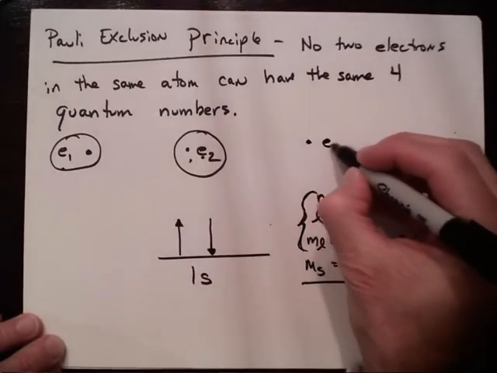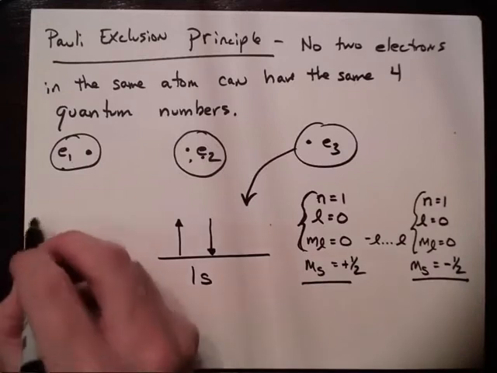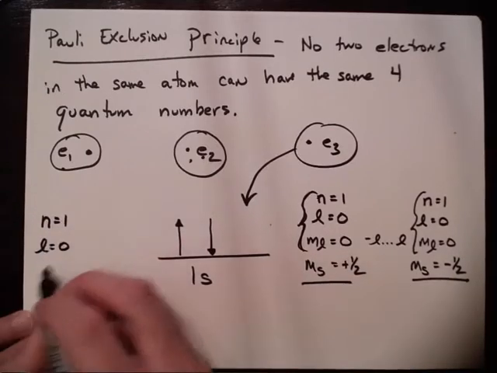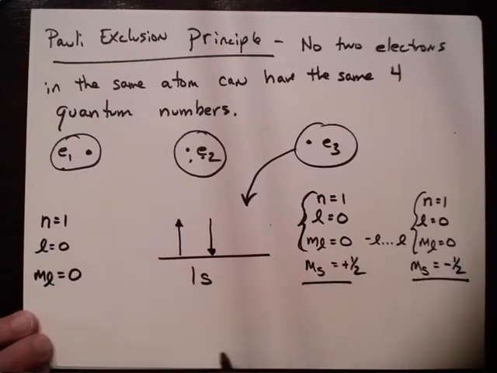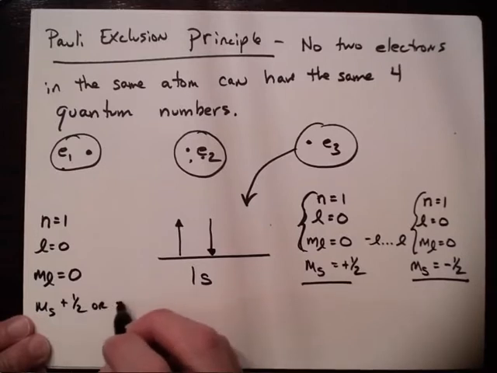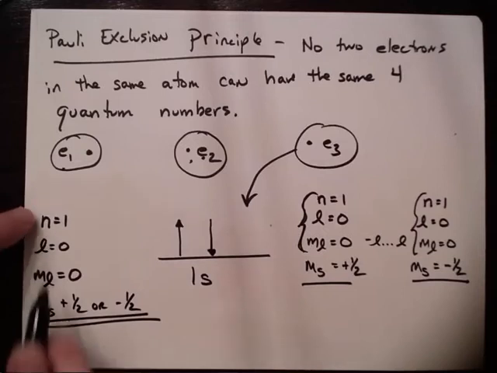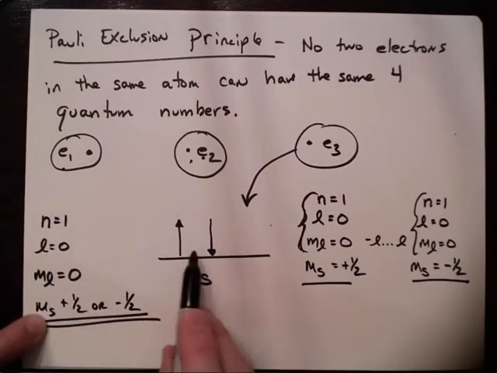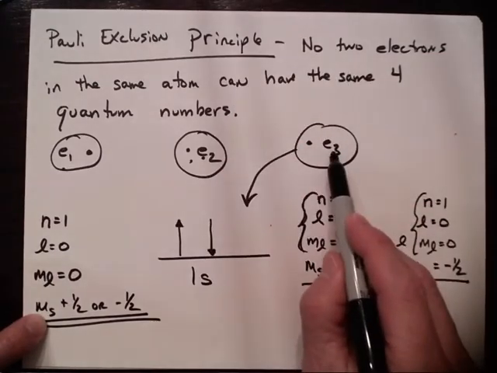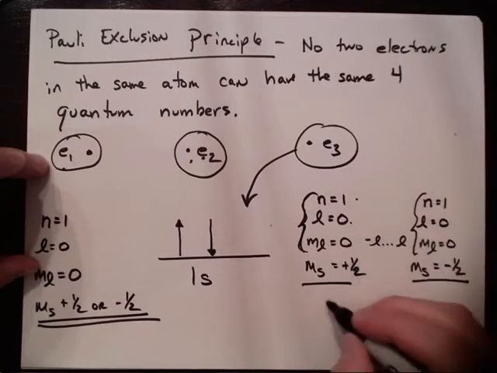Now we're going to take electron 3 and we're going to try to stick it into this orbital. Well, if we do that, we can make n equal 1. Well, we have to because that's this orbital. L's got to be 0. M sub L has to be 0. And our choices for m sub s are plus half or minus half. That's it. M sub s is either plus half or minus half. Well, if we give it plus half, we can't use it because that would violate the Pauli Exclusion principle, because electron 3 would have the same four quantum numbers as electron 1.